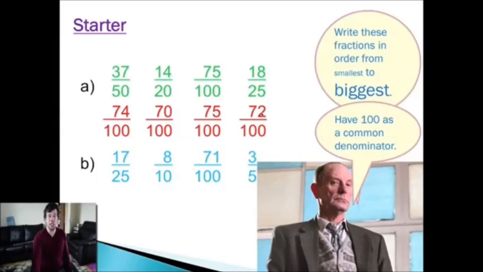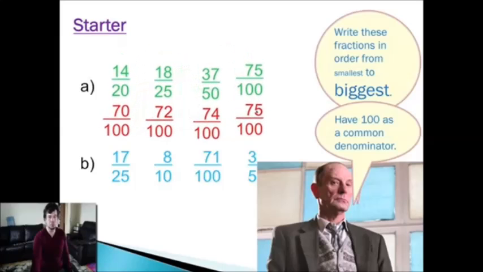Now can you see which fractions are the smallest and which are the biggest? The fractions should be in this order. Let's try the blue example. The fraction will be with 100 as a denominator.